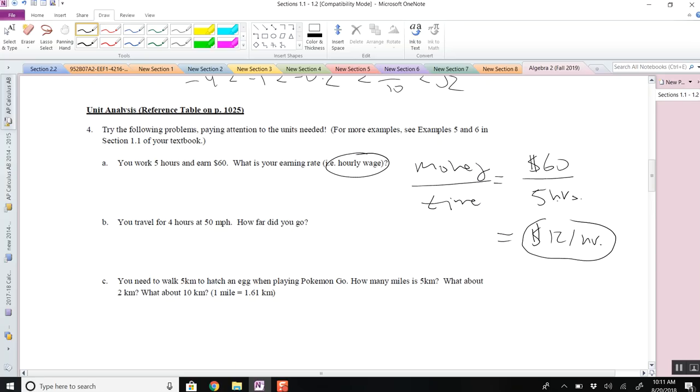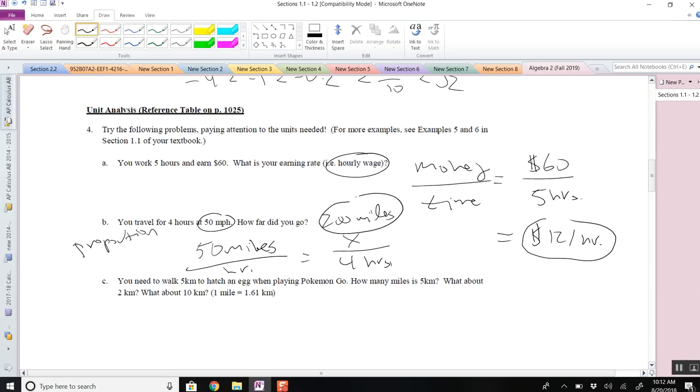Or if you're looking at distance, that's 50 miles per hour. How many miles over 4 hours? So this is a proportion. That's one way you can treat it. We have two ratios of equal value. And of course, if you work it out, you should get 200 hopefully. Which kind of makes sense. If you're on the road for 4 hours, going 50 miles per hour, 4 times 50, you get 200.